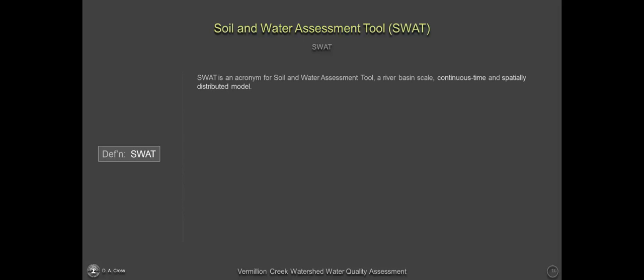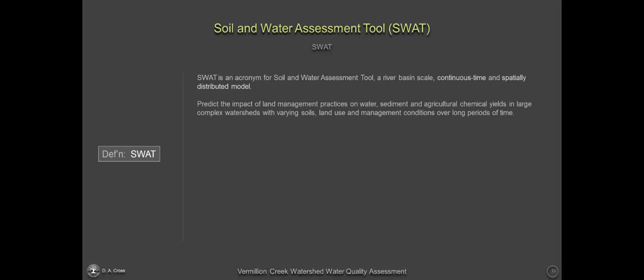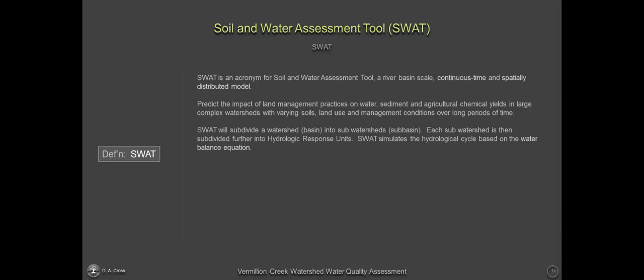The approach taken to model the Vermilion Creek watershed involved the use of the SWAT tool. So what exactly is SWAT? SWAT is an acronym for Soil and Water Assessment Tool, a river basin scale, continuous time, and spatially distributed model. This tool is used to predict the impact of land management practices on water, sediment, agricultural chemical yields in large complex watersheds with varying soils, land use, and management conditions over long periods of time.